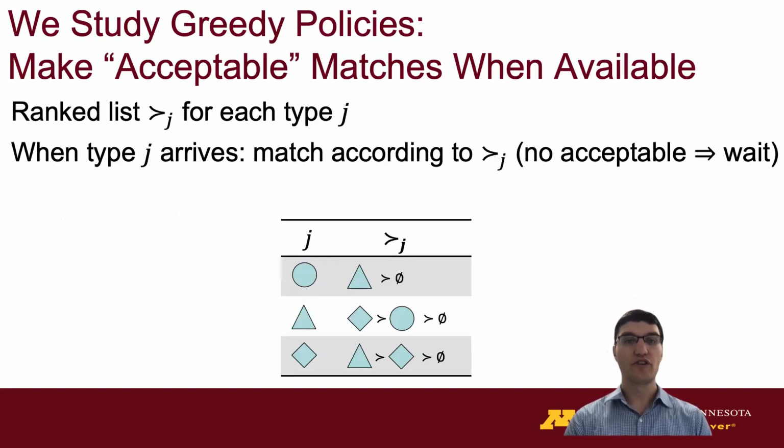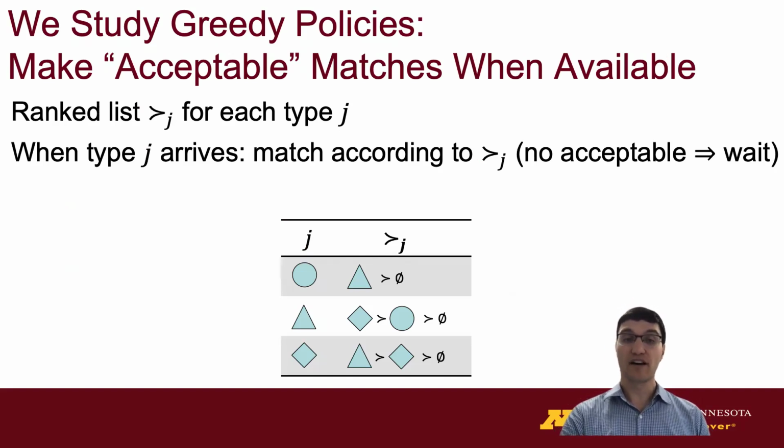We call them greedy policies, and essentially they're specified by, for each type, which other types I am willing to match it to, and what is my preference or priority over those types. So for example, this table is going to encode one particular greedy example. It says, okay, anytime a circle arrives, I'm going to try to match it to a triangle. If there are no triangles waiting, I'm just going to let that circle wait and hopefully be matched in the future.